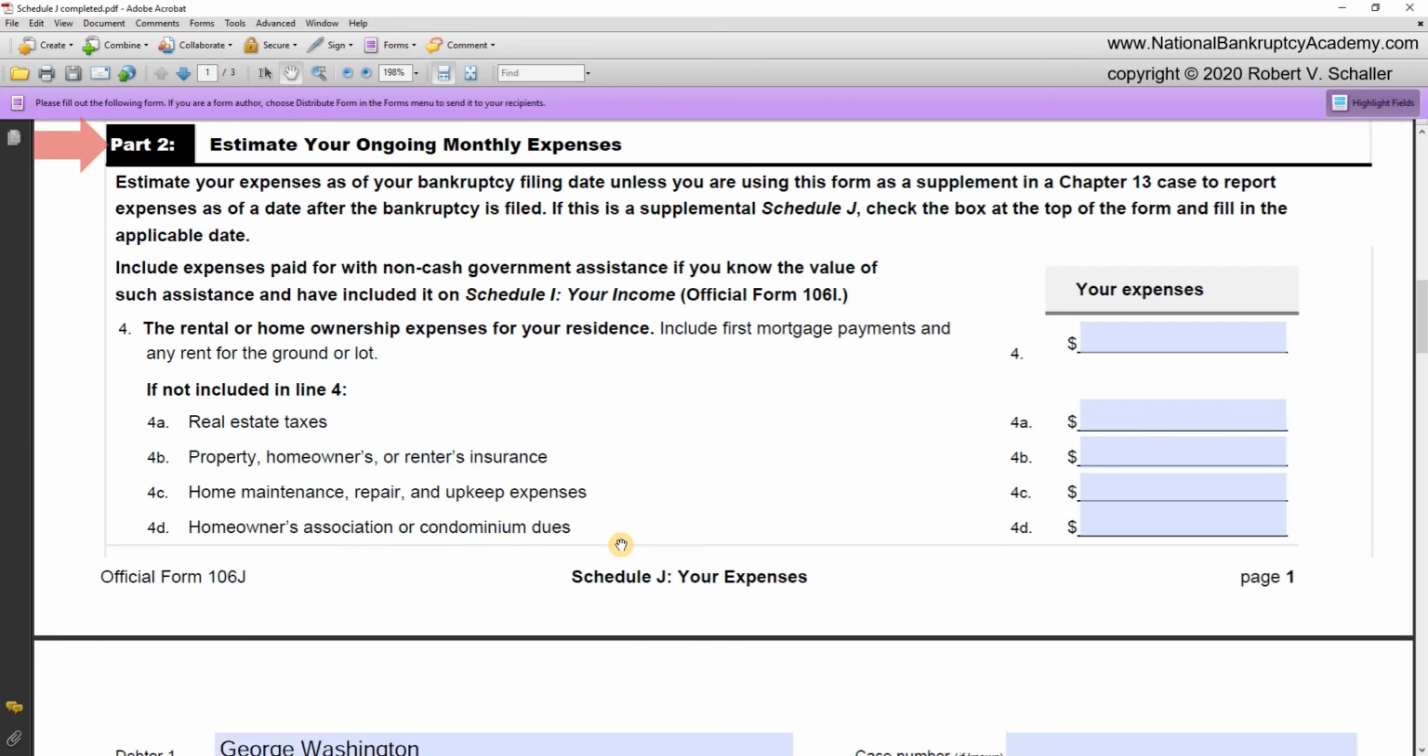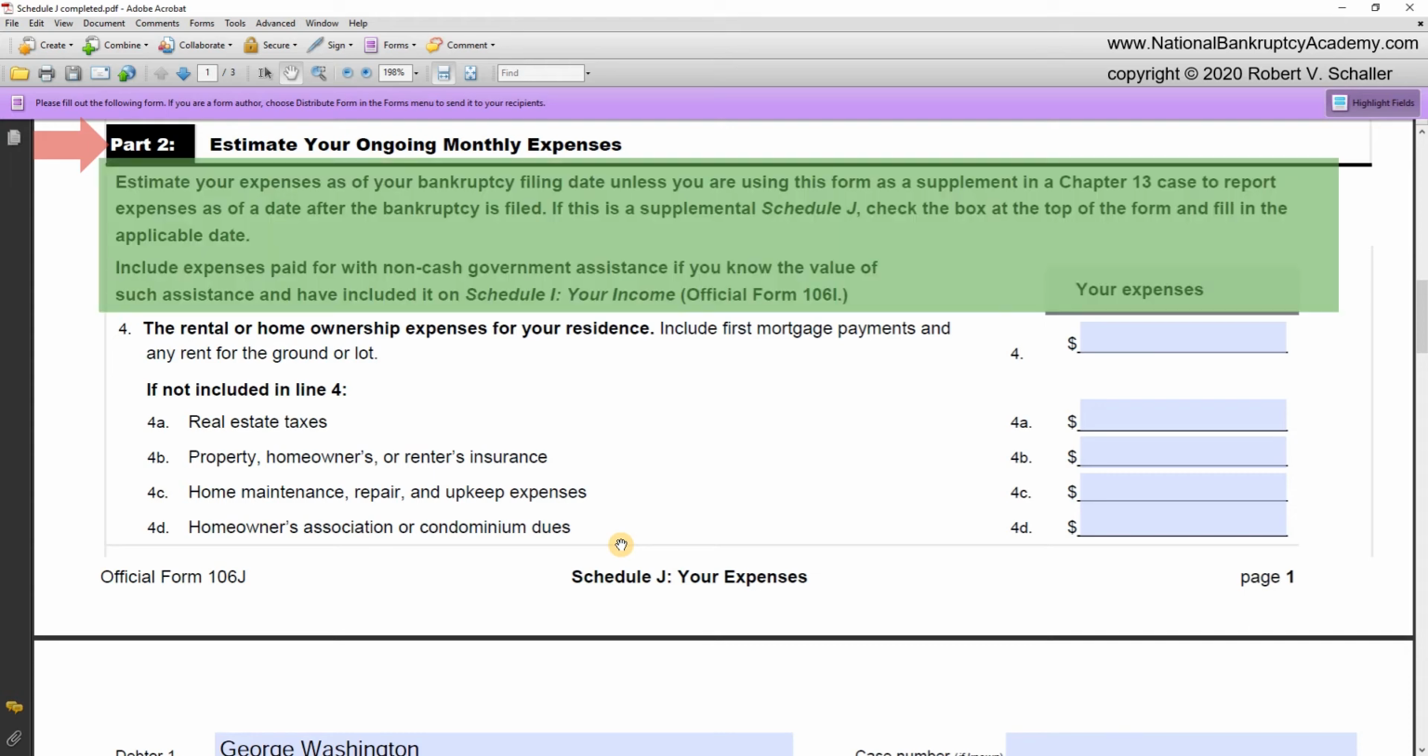Part 2 is titled, Estimate Your Ongoing Monthly Expenses, with the directions as follows, quote, estimate your expenses as of your bankruptcy filing date unless you are using this form as a supplement in a Chapter 13 case to report expenses as of the date after the bankruptcy is filed. If this is a supplemental Schedule J, check the box at the top of the form and fill in the applicable date. Include expenses paid for with non-cash government assistance if you know the value of such assistance and have included it on Schedule I, your income.